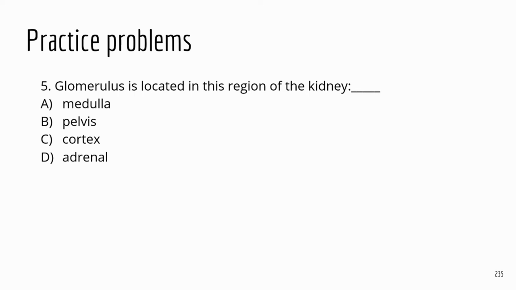Number five, glomerulus is located in this region of the kidney. Glomerulus is located in the outer layer, which is the renal cortex.